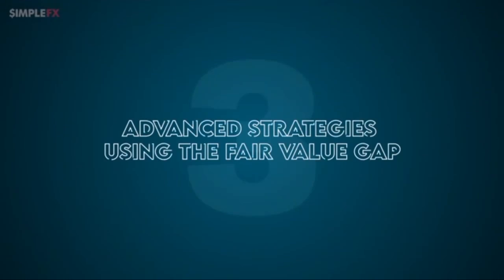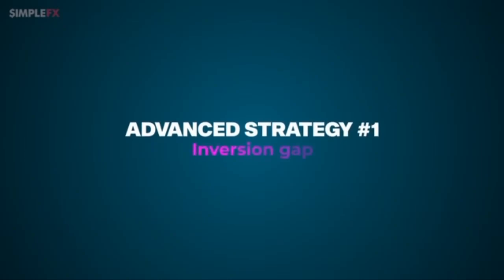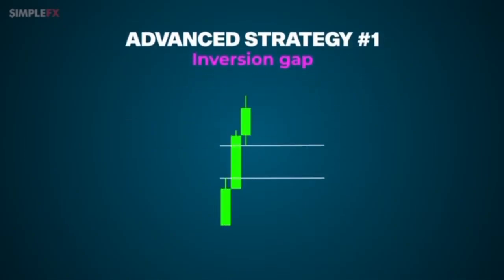Now, I want to share the 3 advanced strategies using the fair value gaps that I use to get consistent profits. On to advanced strategy number 1. The first strategy is called inversion gap, which is a type of fair value gap that has been previously broken. Now, just because a fair value gap has been broken once, doesn't mean it's no longer useful. In fact, you can utilize it one more time as an inversion gap, as there's a possibility that price could reject the level once more on its next move.